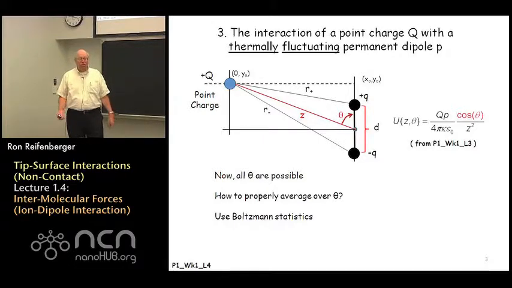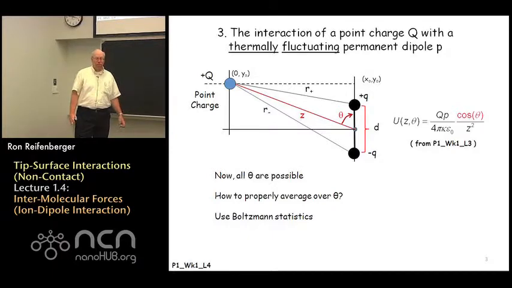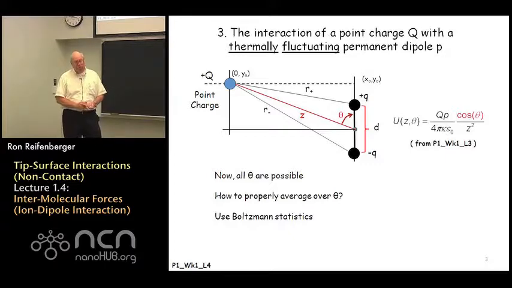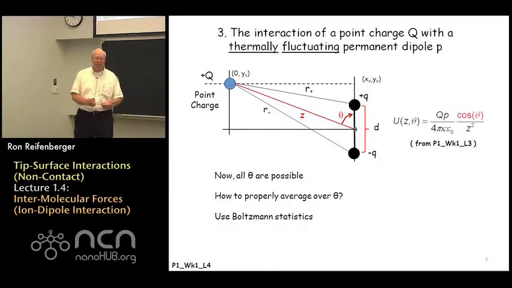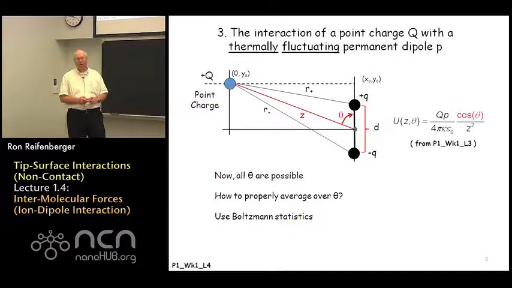In real situations, it's possible that this dipole can fluctuate, and so all possible angles of theta must be taken into account. And the question is, how do you properly average over theta in a situation where the dipole moment is in thermal equilibrium with some thermal bath at some temperature T? And of course the answer to that question is we have to use Boltzmann statistics. So we have to rely on what we've learned from some of our introductory courses in thermodynamics.